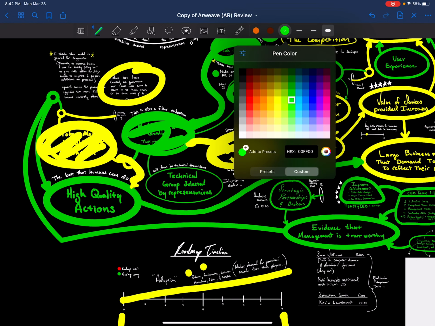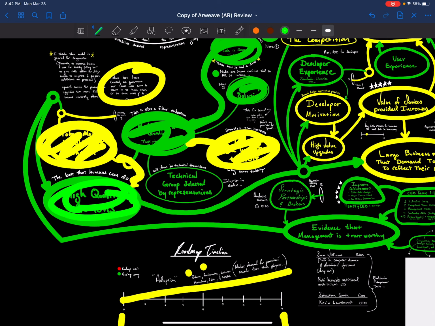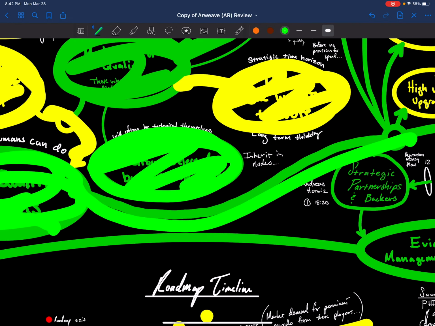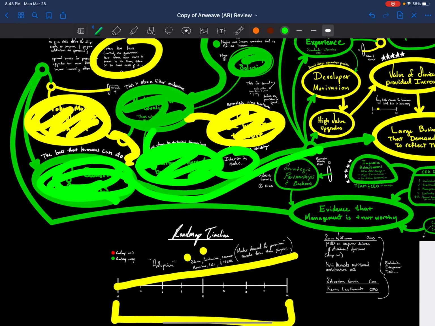Regarding the high quality actions, we have seen that demonstrated, so I put that as green. Technical groups selected by representatives. Once again, it's inherent in the nodes to be technical entities.